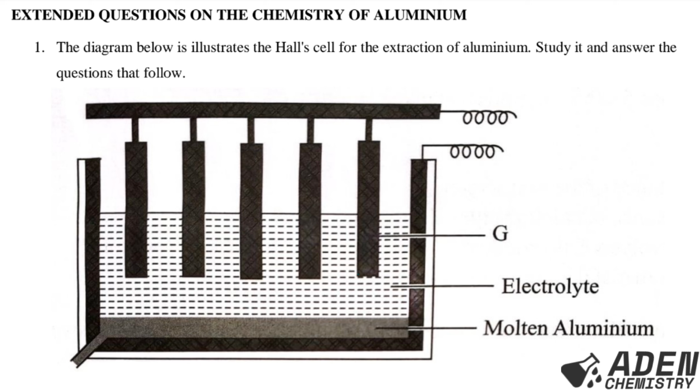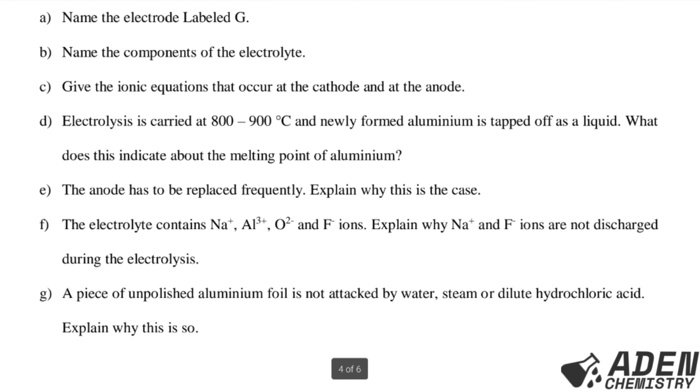Lastly, we will be going to the extended questions on the chemistry of aluminum. We have two extended questions. Number 1, we are told the diagram below illustrates the Hall cell for the extraction of aluminum. Study it and answer the questions that follow. So kindly have a look at the Hall cell. We'll be proceeding to the questions. These are the questions, from part A up to part G.